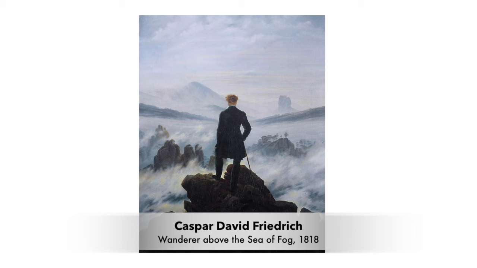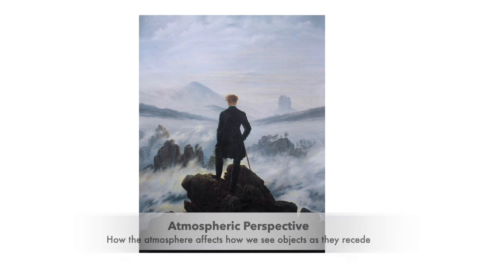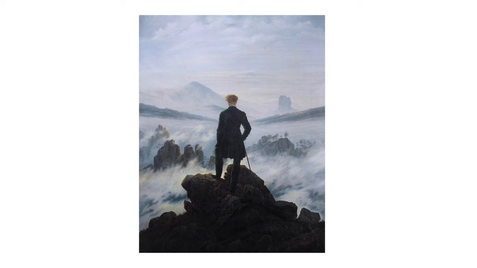Before we get started, I want to show you a painting by Caspar David Friedrich, The Wanderer Above the Sea of Fog, painted in 1818. This painting is an awesome example of atmospheric perspective, which is how the atmosphere affects how we see objects as they recede. Notice in the painting that things that are up close are detailed and saturated, and they get less detailed, blurry, and less saturated as they go back to the distance.